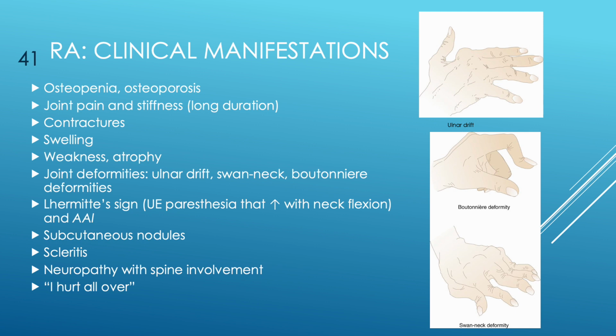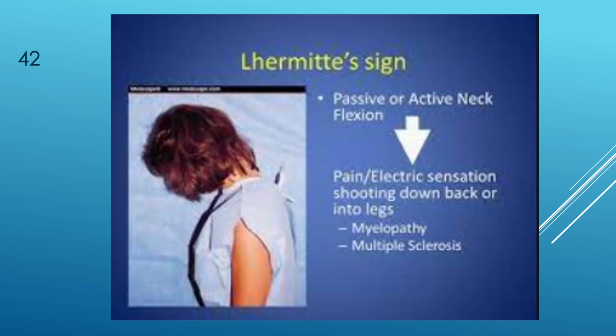Lhermitte's sign, which you will see in the next slide, is upper extremity paresthesia that increases with neck flexion. Other manifestations include subcutaneous nodules, scleritis, neuropathy, and with spine involvement, the statement of "I hurt all over." Here you can see Lhermitte's sign.